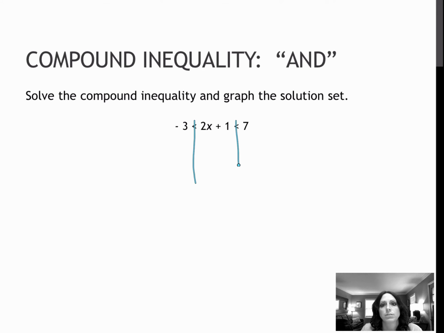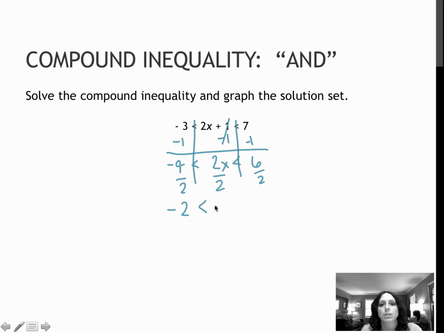Again, I'm going to draw a wall. 2x plus 1, I'm going to undo plus 1 by subtracting 1. I do it in all 3 places. That gives me negative 4 is less than, in the middle, I just have 2x. 7 minus 1 is 6. And then I'm going to divide everything by 2 so I can get x by itself. And that gives me negative 2 is less than x is less than 3. So when I graph, that's between negative 2 and positive 3. And it is open on each end.